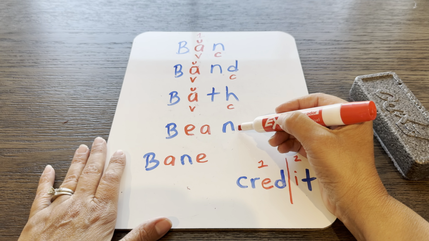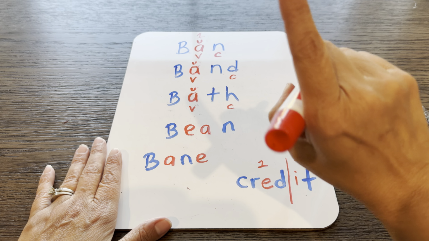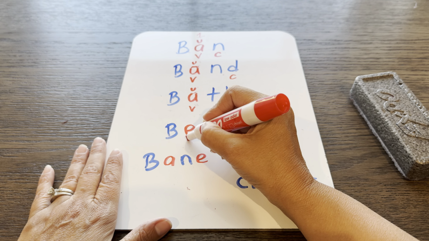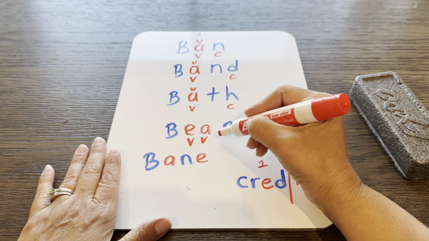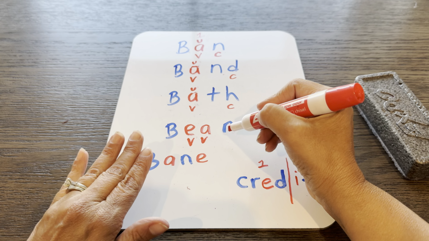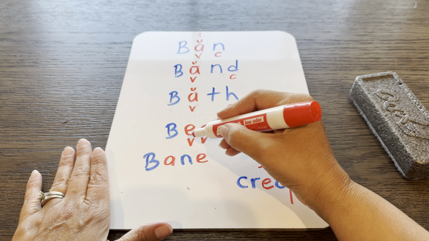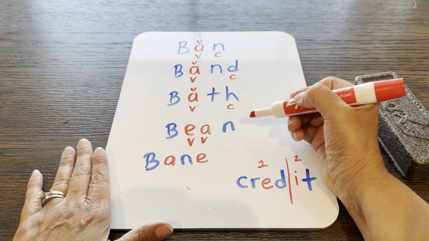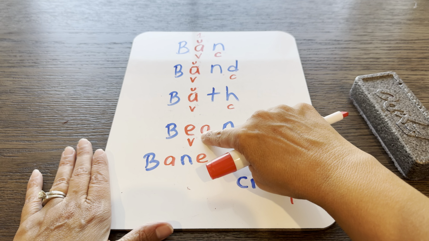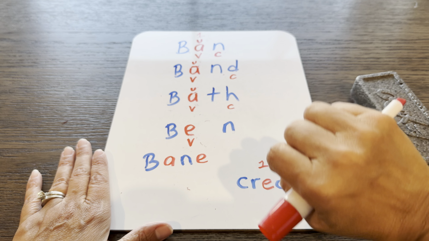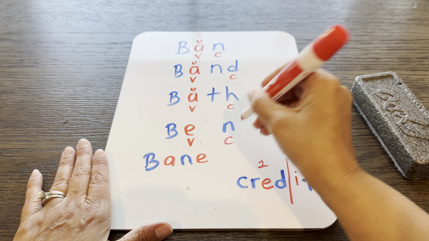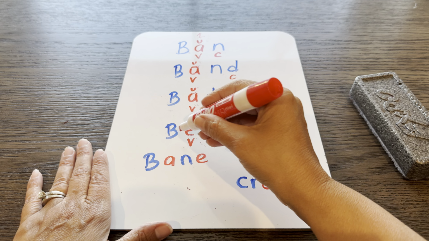Could this word here be a closed syllable? What's the rule? You have to have one vowel. This has two vowels. This has vowel teams. So this cannot be a closed syllable. But how could we make this a closed syllable? Well, if we just get rid of one of these vowels, then now it's a closed syllable because it ends with a consonant. So that's how we get ben.